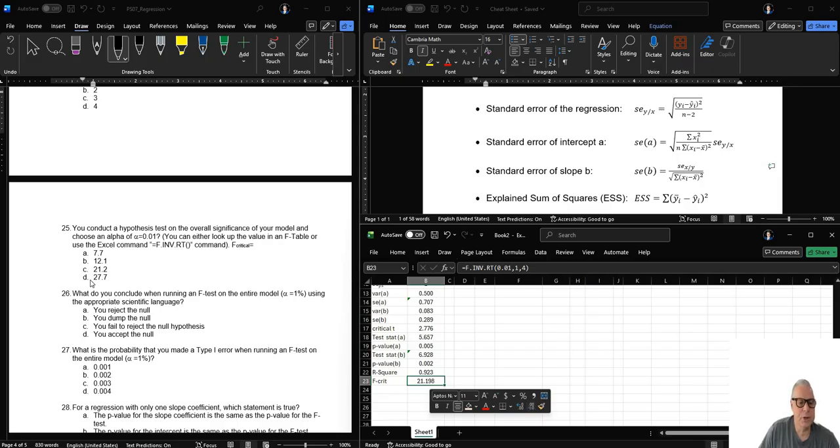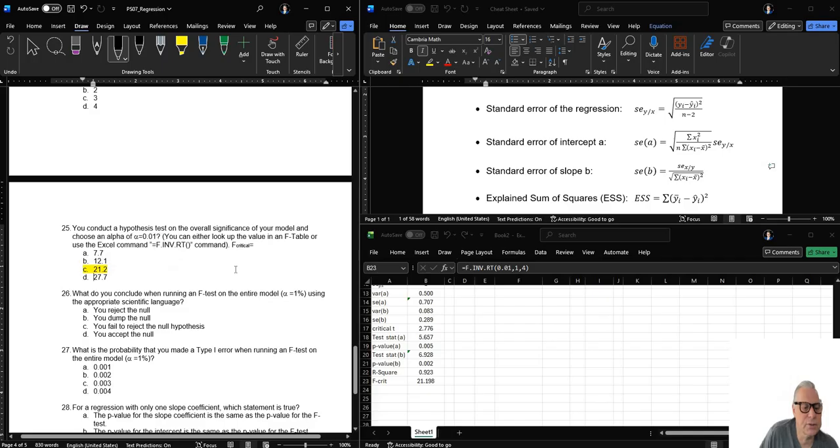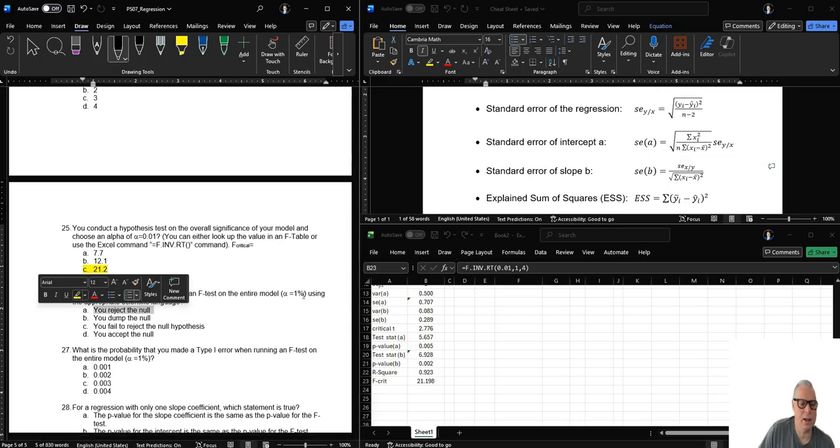So that's 21.2 if we round it. But what do we conclude when running an F-test on the entire model using alpha 0.01? Well, our test statistic, our F-test, was 48. That's clearly in the rejection zone, very deep in the rejection zone. So we reject the null.